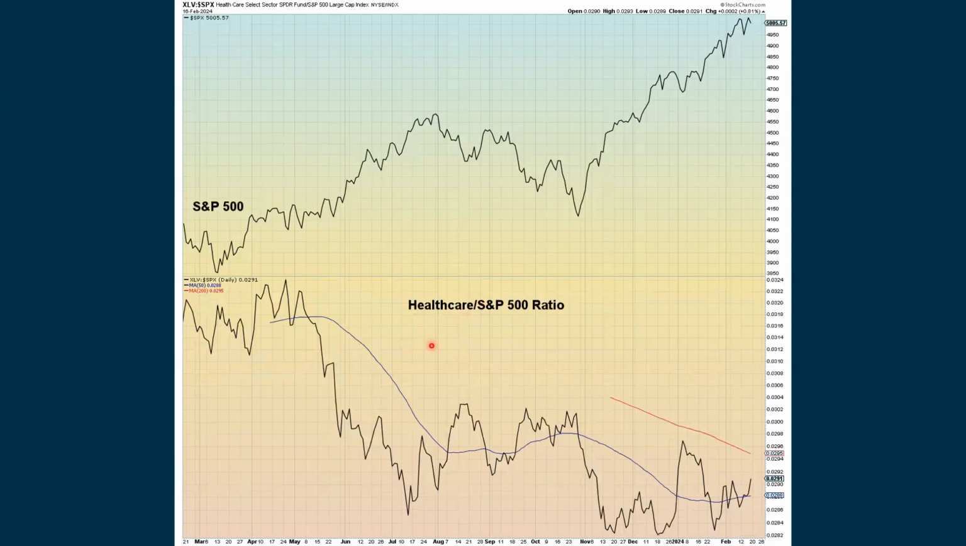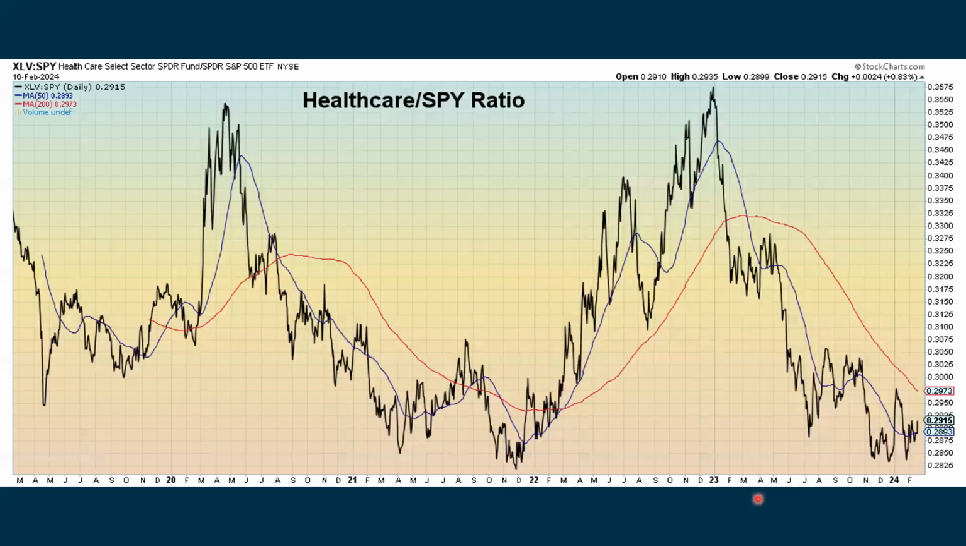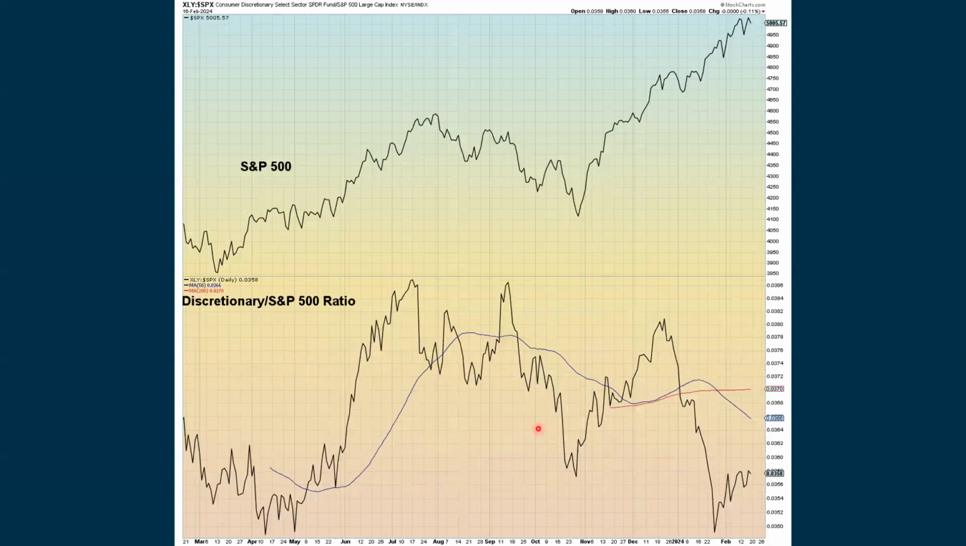We look at the healthcare sector, which is underperforming the S&P, even though it did bounce back up over the last few trading sessions, and healthcare is also underperforming. Discretionary, we want to see this doing better than it has been, and it has bounced over the last few sessions, but it's still in a longer-term downtrend.